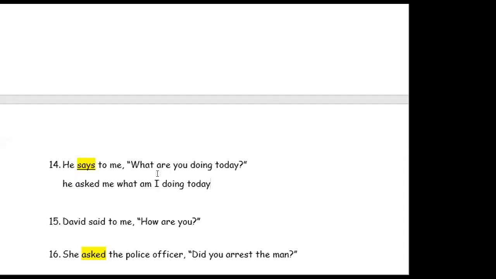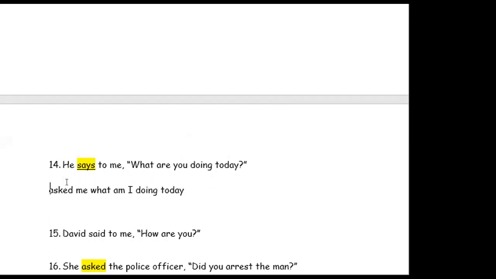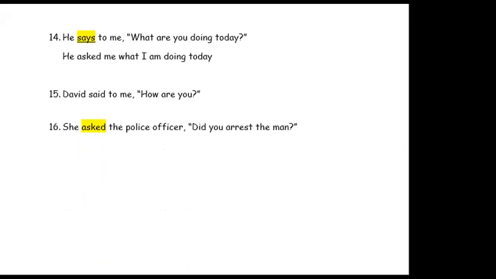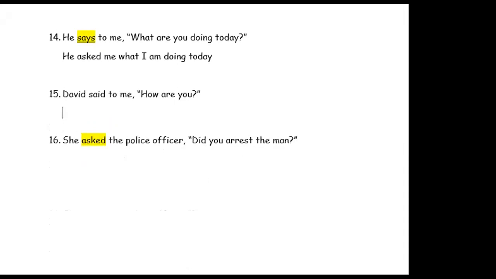Just swap the I and am, right? So this is how it's going to look, guys. He asked me what I am doing today. All right, that's how you're going to change a question. He says to me, "What am I doing today?" Well done. All right, moving on, and I think all of you can answer this question. So guys, when you're changing a question from direct to indirect speech, I'm going to do this one with you guys, and then you guys will help me with the next one, right?